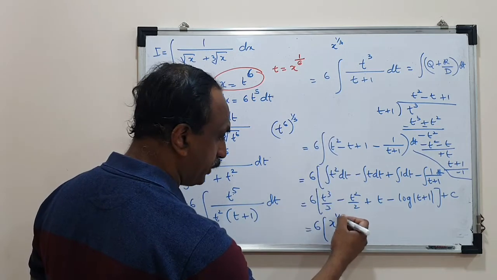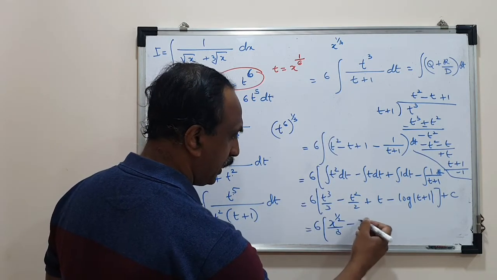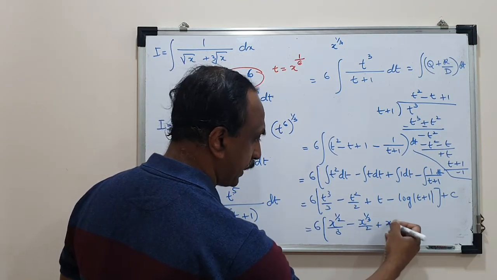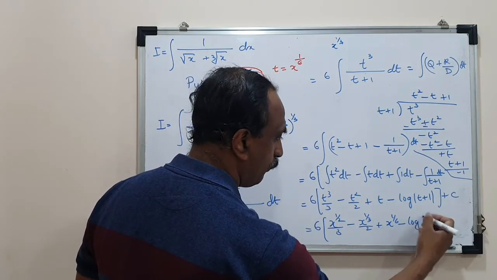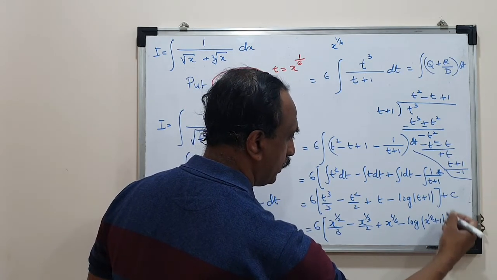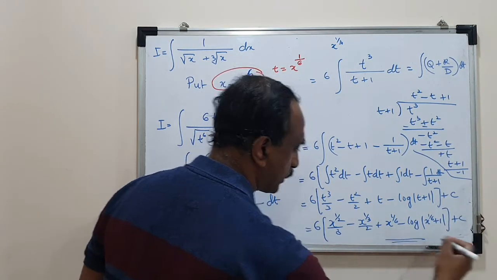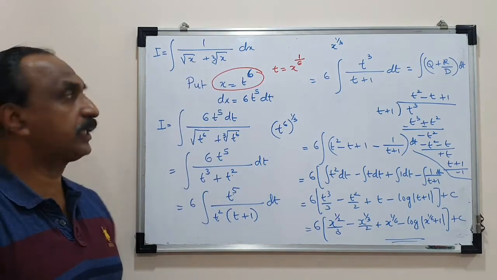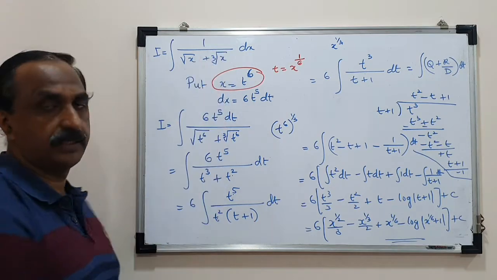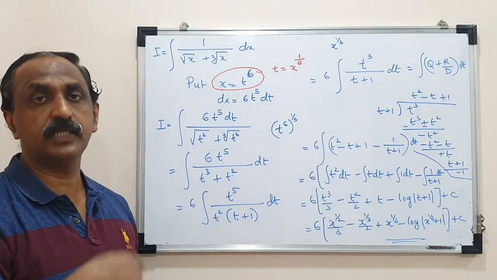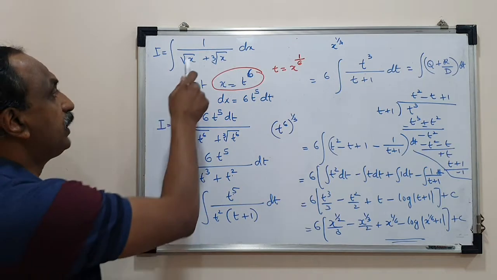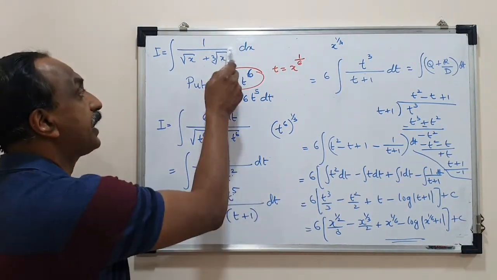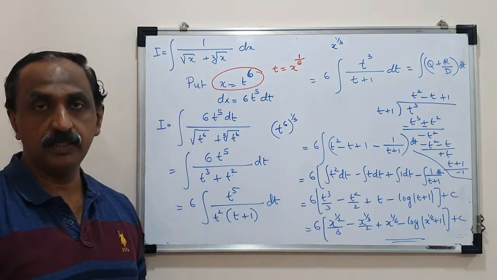3 by 6 becomes 1 by 2. x raised to 2 by 6 becomes 1 by 3, plus x raised to 1 by 6 minus log of x raised to 1 by 6 plus 1 plus c becomes your final answer. So if the term has two radical powers, what are the radical powers here? 1 by 2 and 1 by 3. So in that case, you must put x as t raised to 6. Suppose we had only a single radical power 1 by 3, then we would have taken x as t cube. So depending on what the radical power is, accordingly t's power is decided.